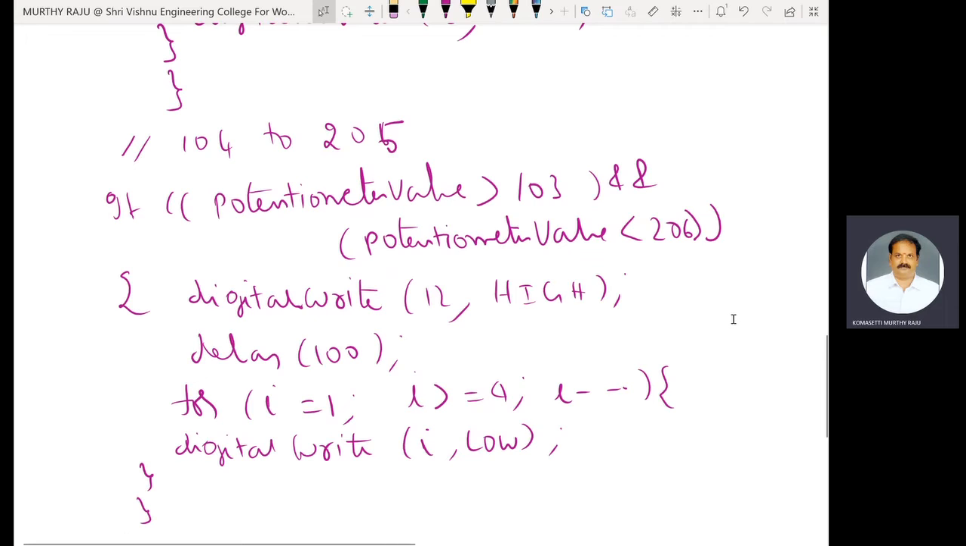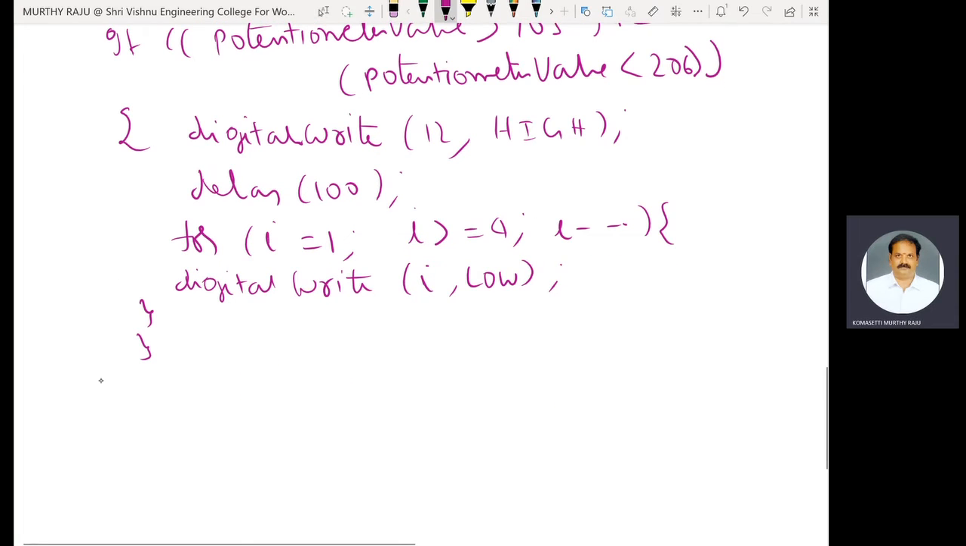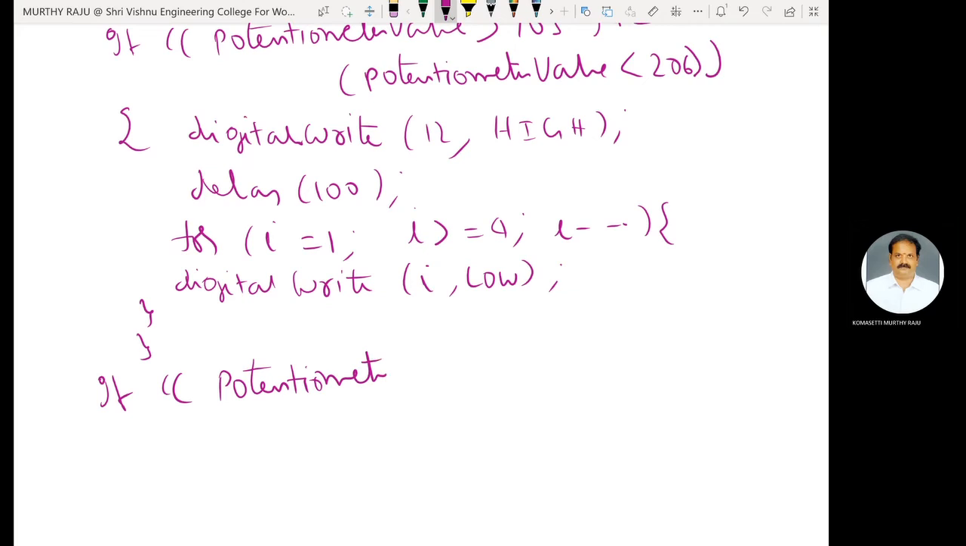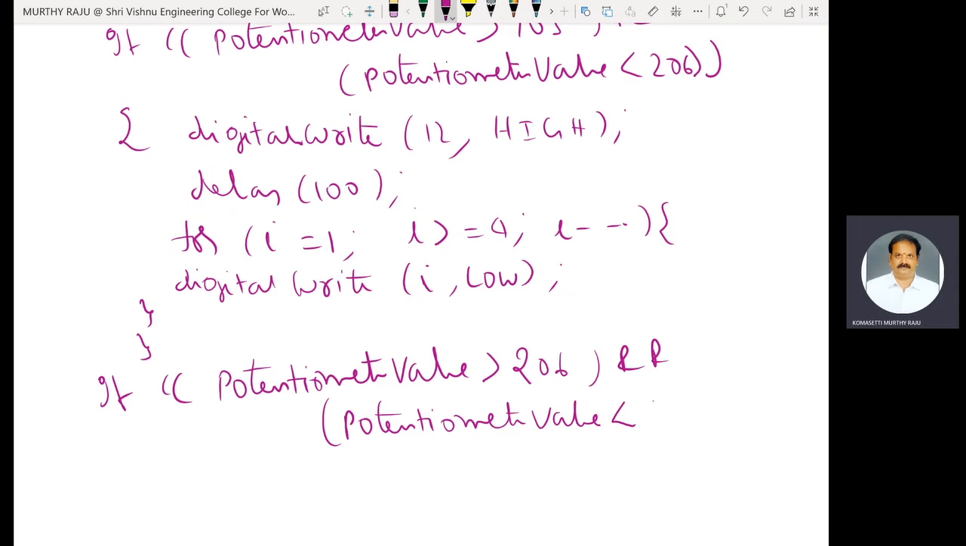The 206 value is completed. Next, if the potentiometer value is greater than 206, that means 207, and potentiometer value less than 406. Now curly bracket open, digital write.